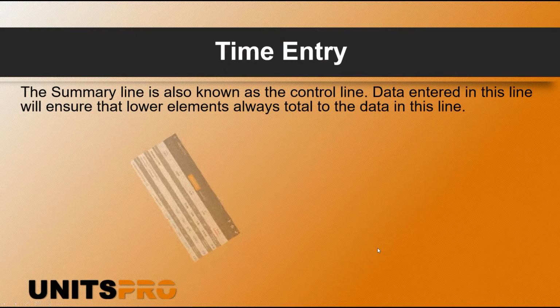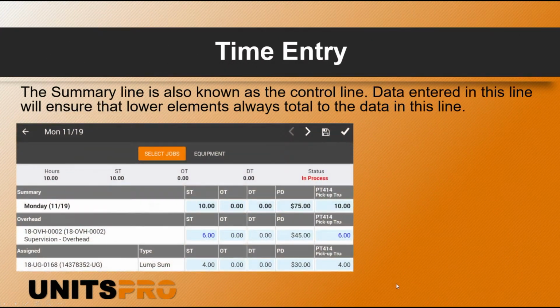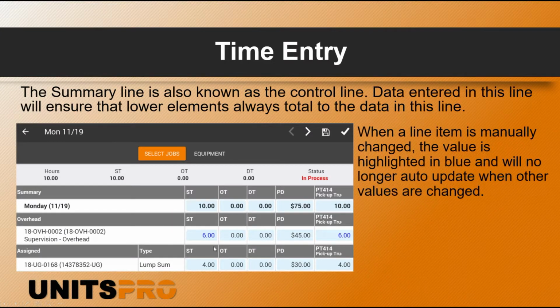Now to do the actual time entry, so we picked our jobs and we had a default of overhead supervision and we added a lump sum job. Initially this would be 10 and the subordinate jobs would be equally split 5 and 5. We made a physical change here. So we changed this 5 to a 6.